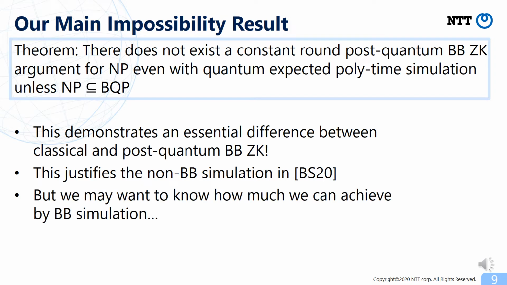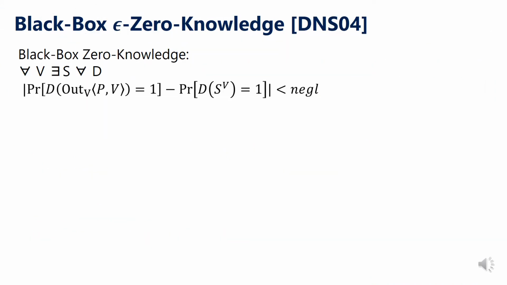On the other hand, we may want to know how much we can achieve by black box simulation in constant round, even though the full zero-knowledge is impossible. So for this direction, we also consider a weaker version of zero-knowledge. The weaker version of zero-knowledge we consider is called epsilon zero-knowledge. For explaining the definition of epsilon zero-knowledge, I first recall the definition of the standard zero-knowledge.